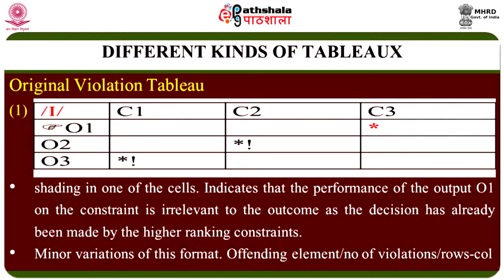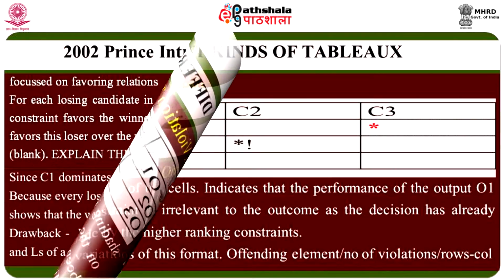Amongst the different kinds of tables, the first is the original violation table. As you can see in one of the columns, C3, row 1, is shaded. This shaded cell indicates that the performance of the output O1 on the constraint is irrelevant to the outcome as the decision has already been made by the higher ranking constraints C1 and C2.